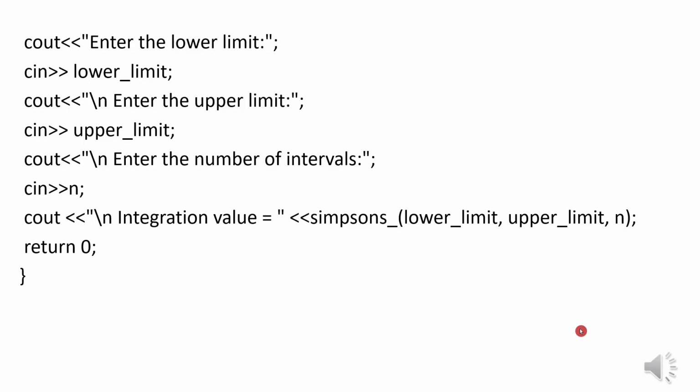Cout, enter the upper limit. Cin upper limit. In our question, the upper limit is 6. Cout, enter the number of intervals. Cin n, that is 6. Cout, integration value equal to Simpsons_ lower limit, upper limit, and then the function call is made.